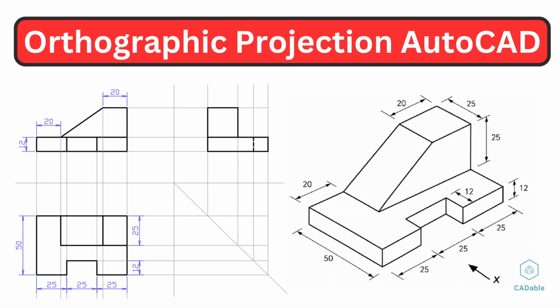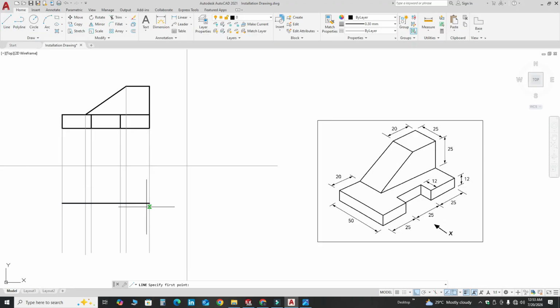This is Engineer Ibrahim.omer, and in this tutorial we will create the orthographic projections of this isometric drawing. I am using AutoCAD 2021, but if you are using a below version of AutoCAD or a future version of AutoCAD, you can still follow this tutorial. So let's go to AutoCAD and let's learn this.